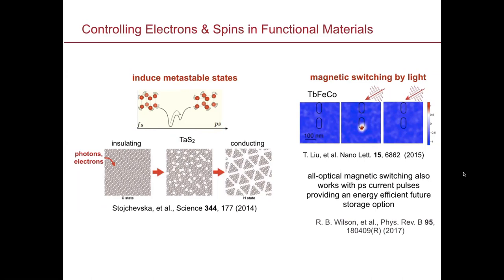And there, this path from the left to the right is non-equilibrium, but of course one can go back through an equilibrium pathway by simply having longer pulses. So again, there is very much interest in keeping technological applications in mind. So what I want to do in the following, I'll focus on magnetism, discuss a few experiments that highlight what's going on and what might be of interest, and then give an outlook on the first steps to actually control the interactions in correlated materials with light.